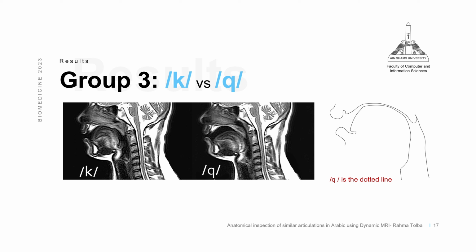Group number 3 contains letters K and Q. These letters are pronounced from the back of the tongue and upper palate region, using the deepest part of the tongue in articulation. The main difference between them is the absence of the pharyngealized feature in the production of Q, as illustrated in the outline contouring figure on the right. This outline contouring figure has been extracted from the MRI images.